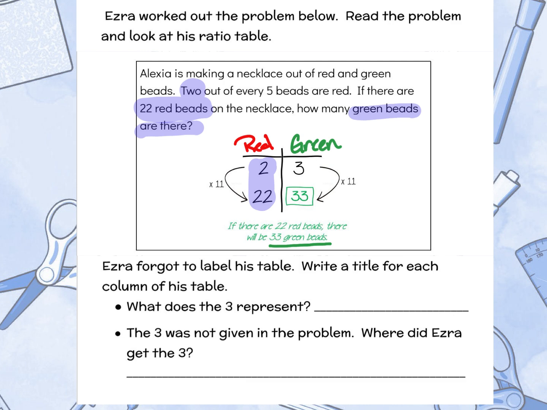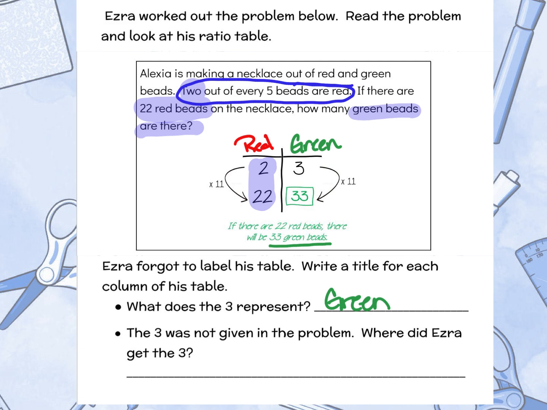Okay, but this gives us a question, right? What does the 3 represent? Because that's not in the problem. Nowhere in the problem does it say 3 green beads, right? So where did he get that from? We know it represents green, but how did he know that? Okay. If we go back to that original ratio that they gave us, it says that 2 out of every 5 beads are red. So we know that the 2 means red.